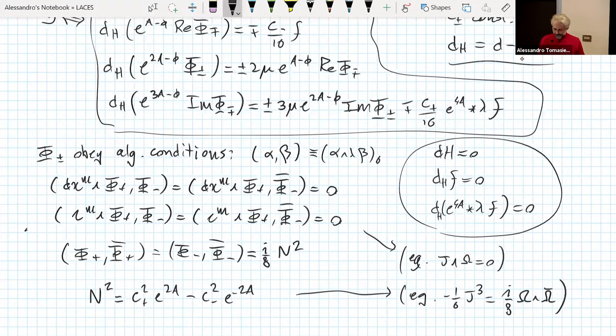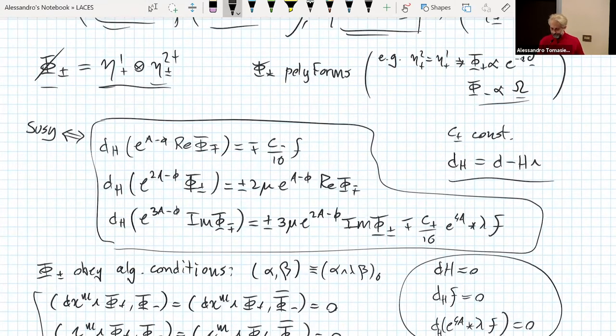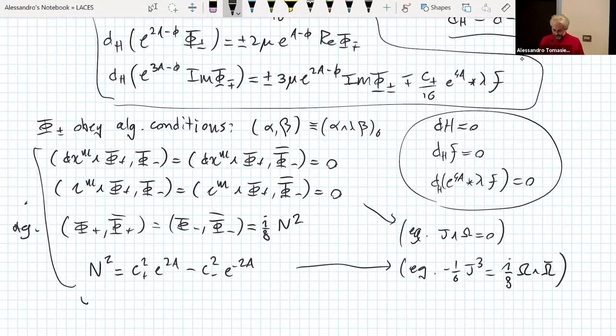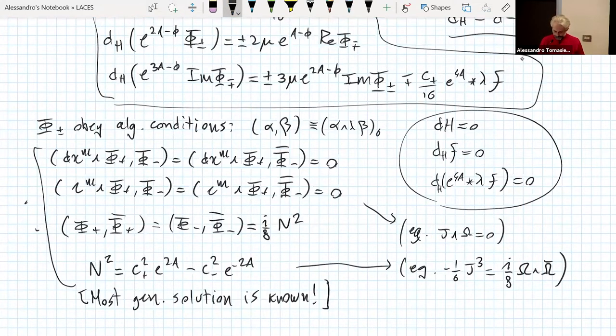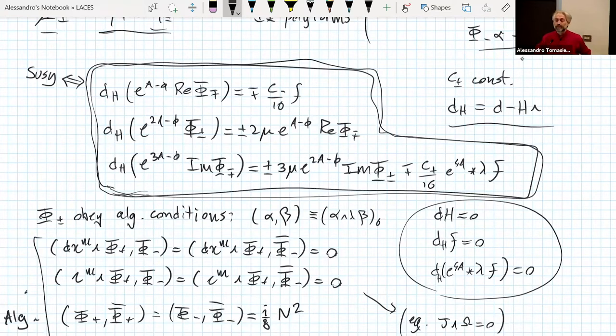So once again, these are just needed so that we know that phi can be written in this way. The most general solution to these algebraic conditions is known. Then the problem is completely reduced to this set of boxed equations, because these are now differential equations and harder. Harder, but still they have a geometrical flavor.